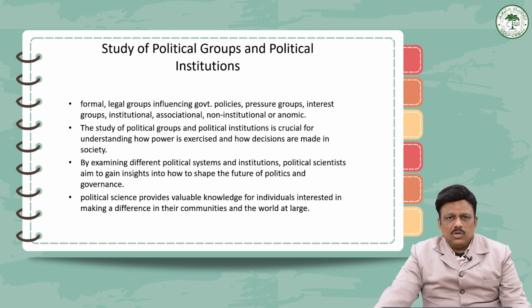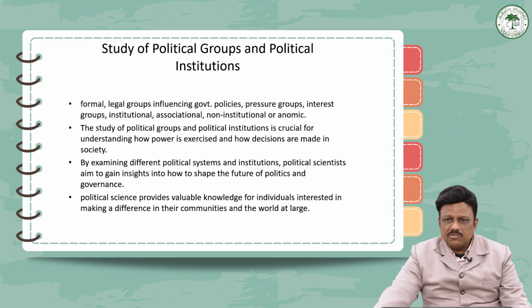From there onwards, we move to the next point, which says the study of political groups and political institutions, which are again an important part of the scope of politics. So, groups which are formal, institutions which are legal and influencing government policies, the pressure groups, interest groups, or institutional, associational groups, non-institutional or anomic groups. These are certain categories of groups which come into play and which determine or influence somehow or the other the actions of government. So the study of political groups and political institutions is crucial for understanding how power is exercised and how decisions are made in society.